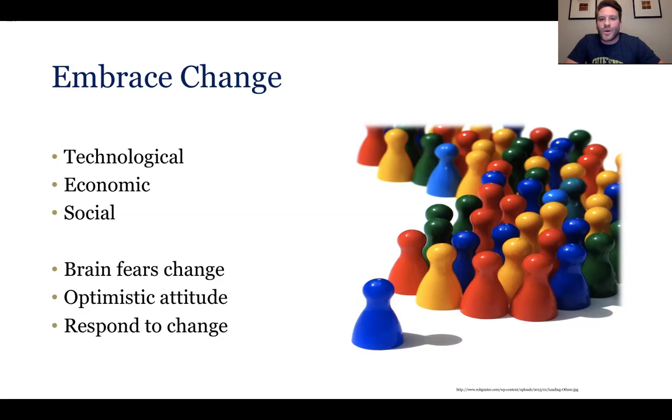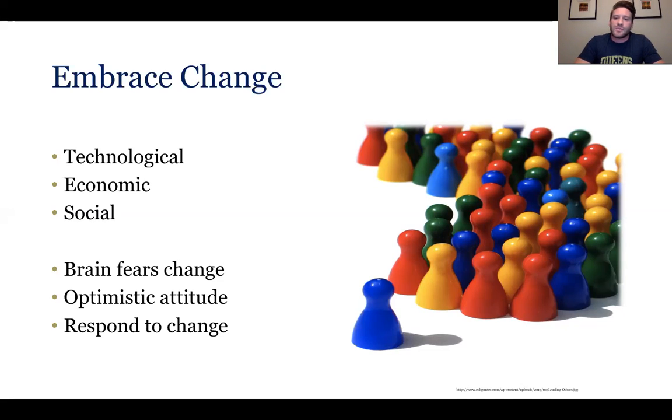It's also important to realize that naturally, our brain fears change. We're creatures of habit. We don't like change. So people in leadership roles who understand that it's going to be tough for individuals, it's going to be tough for yourself to go through these processes of change, are going to be the ones that are going to be staying optimistic and encouraging the growth within the organization. So understanding the difficulty for not only yourself, but the people that you are leading, and guiding them through that process is going to help you stand out as a leader on campus.